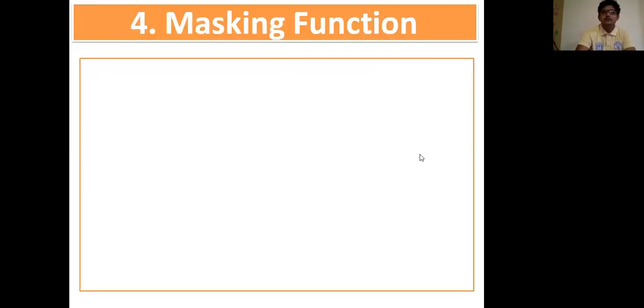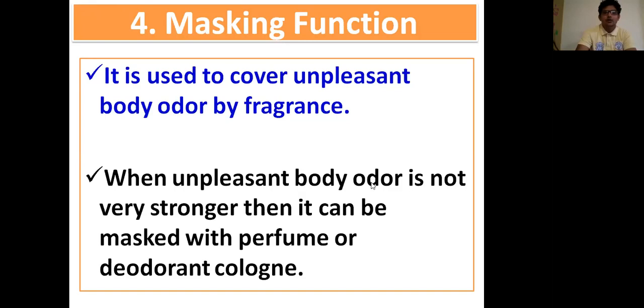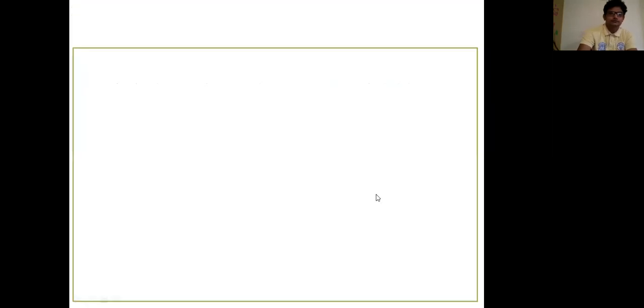The fourth function is a masking function. It is used to cover unpleasant body odor by fragrance. So basically if the unpleasant odor is more, then it can be masked by using fragrance or perfumes. When the unpleasant body odor is not very strong, then it can be masked with a perfume or deodorant.